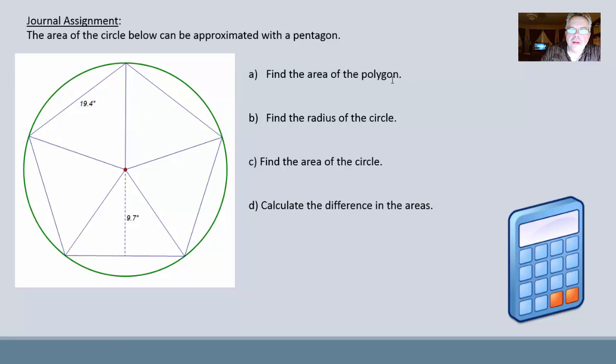Same thing, find the area of the polygon. Remember, this time it has 5 sides, 5 triangles. Find the radius of the circle using the Pythagorean theorem. Find the area of the circle and calculate the difference in the areas.